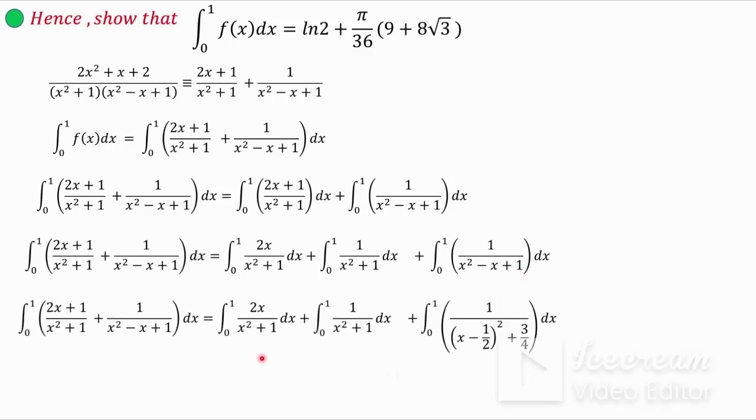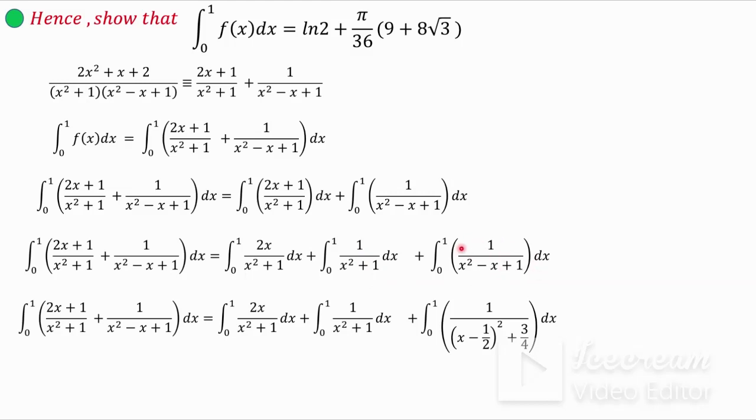So here you have to note that this and this are known integrals. That is, if we integrate the integral from 0 to 1 of 2x divided by (x squared plus 1) with respect to x, we are going to clearly obtain a log function here, because the numerator is the derivative of the denominator. So here there is no problem. Similarly, it is also a known identity that the integral of 1 divided by (x squared plus 1) is simply tan inverse of x.